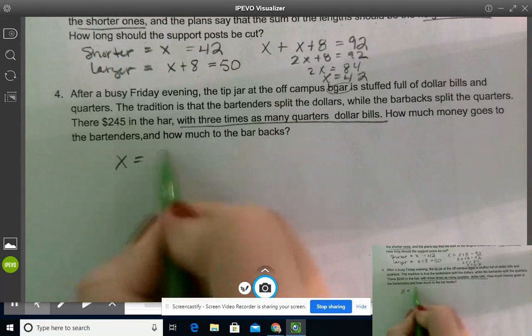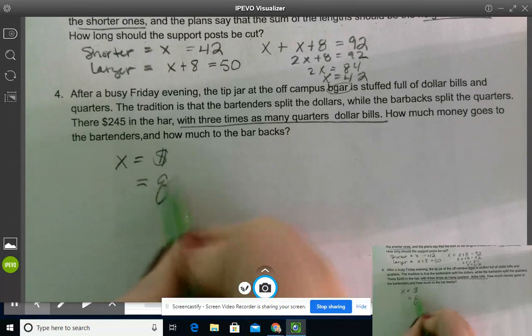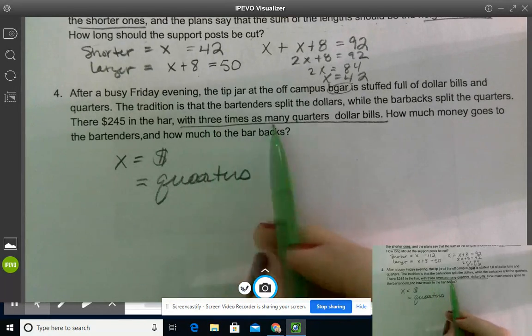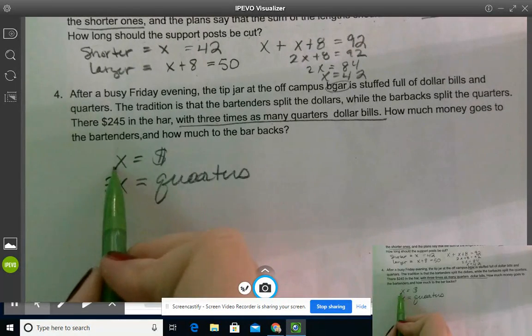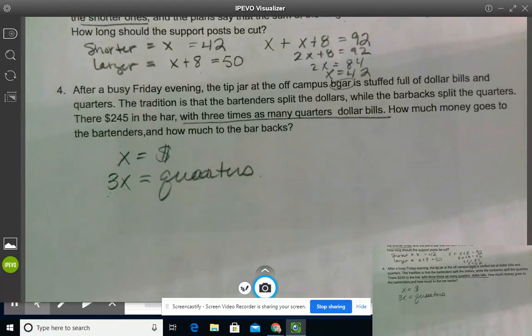So if I let x represent the amount of dollars we have, then to represent the quarters, we have 3 times as many quarters as we do dollars. So that's part of that translation. How much money goes to the bartenders and how much goes to the barbacks? So then we have to take into consideration how much each one is worth. So these are worth $1, which means we don't really have to do much with it, but I do need to multiply this by what to get its worth? What's a quarter worth? 0.25.